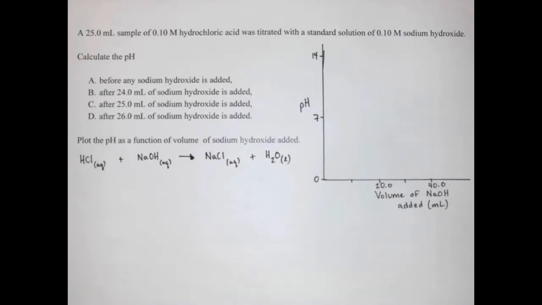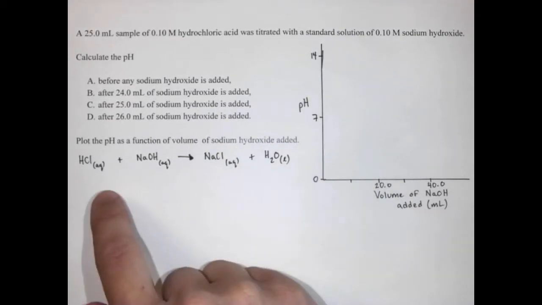The first one is before we add any sodium hydroxide. Then we're going to calculate the pH after we add about 24 mils of sodium hydroxide. Then we're going to calculate the pH after we've added exactly 25 mils, so the same volume that we have of the acid. And then we're going to look at what happens to the pH when we're just another milliliter after that. And then we're going to plot it all on this particular graph here.